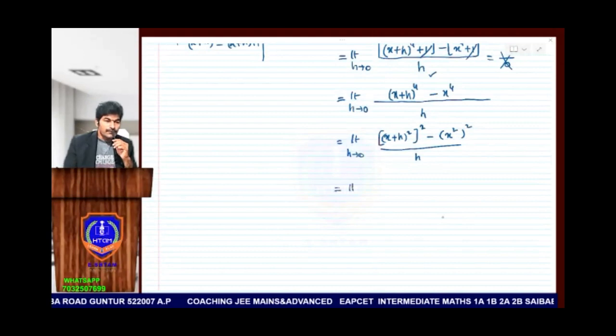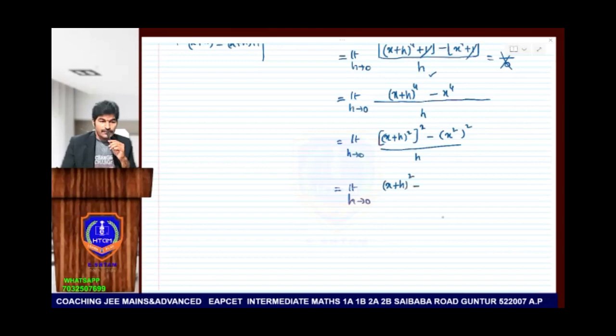Therefore, this is equal to limit h tends to 0. This quantity entirely is a square, and the small x square is b square. So a square minus b square is a plus b into a minus b. Therefore, a square means x plus h whole square plus x square, and b square means x plus h whole square minus x square. Understood?